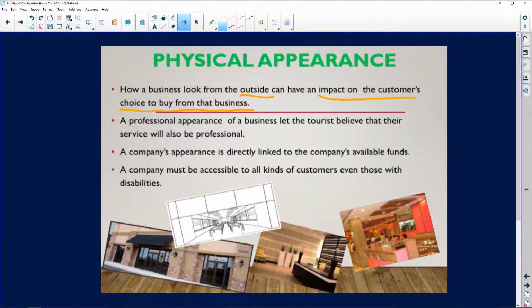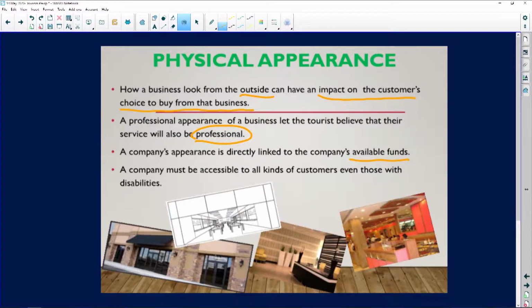If your premises is not really well looked after, people will think your products and services will also lack that touch of professionalism. So basically, your appearance and your business make people perceive you as either professional or not. A company's appearance is directly linked to its available funds. Now, guys, you don't have to go all out if you don't have all the funds in a company to be like your competitors if they have more funds than you. The principle is keep everything clean and neat and in a working condition and be proud about it. Show people from outside that you are proud about it.